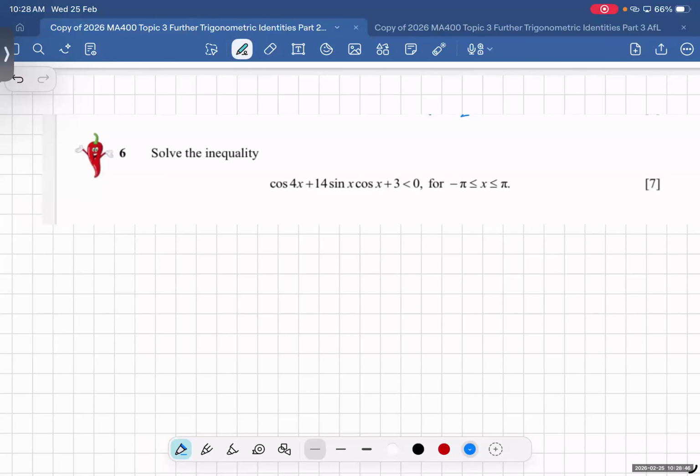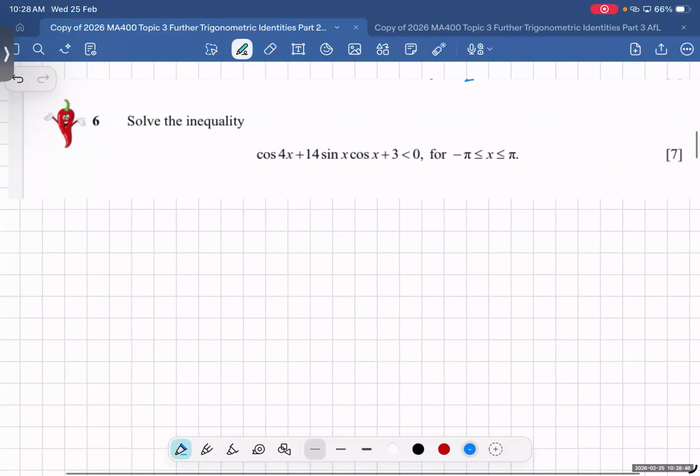Okay, so now I look at this. Cosine 4x, 14 sine. Okay, now we take a look at cosine 4x and 14 sine. First, the idea of a trigo inequality, when it's a mixture like I was saying yesterday, is that I want to make the argument the same. So I'm going to change both to 2x.